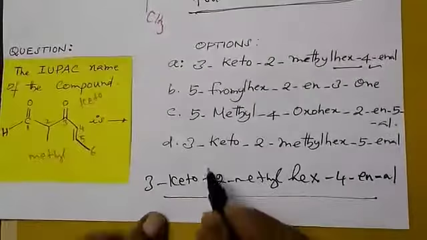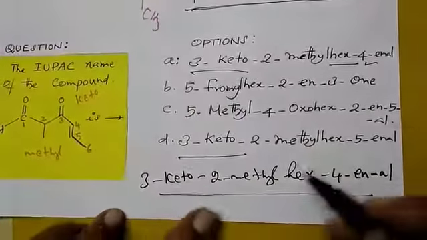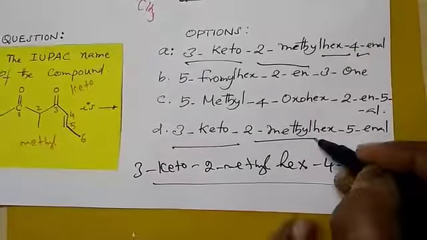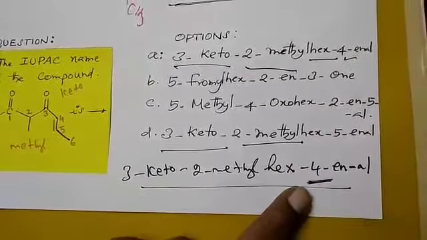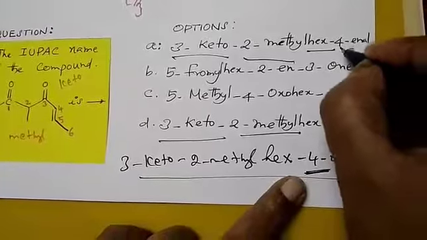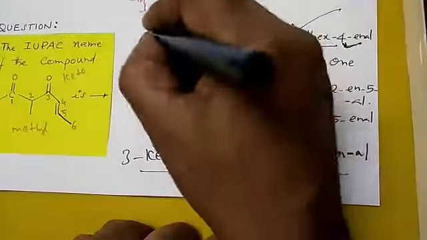Let us go and verify. 3-keto, you have two things there, 2-methyl, till that both are correct. Next one is here 4-ene. So now this is 4. So my option is A.